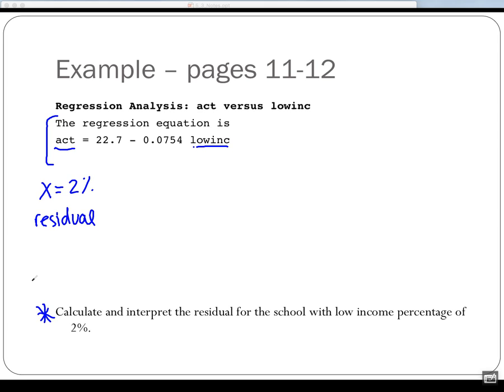Good. So, residual, there's no symbol for residual, you just write out residual, is y minus y hat. Y is the actual ACT score for a school that has a low income percentage of 2%. If you notice, on page 12, you have all of these unusual observations that are listed. If you look at the first one, it says observation number 6, and it says low income 2. And then it says ACT of 26.8. That 26.8 is your Y.